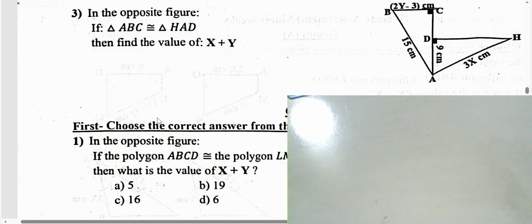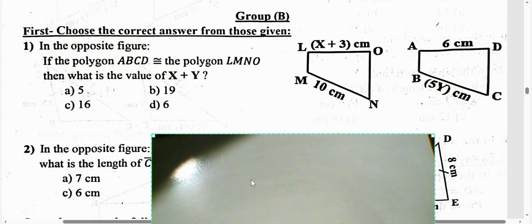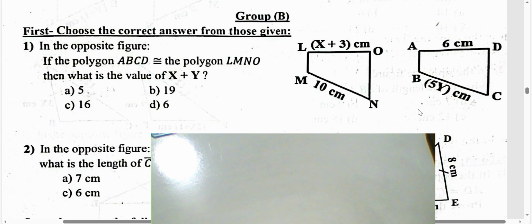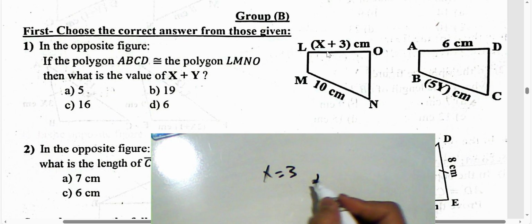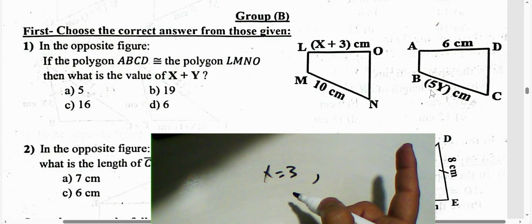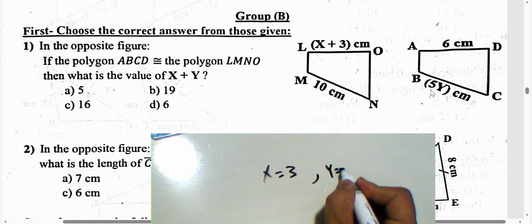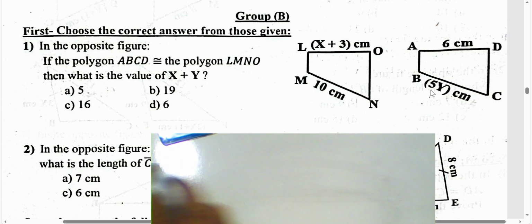Next question, Model Group B. In the opposite figure, we have two congruent polygons. We want to find the value of x plus y. First, AB is congruent to AD. Then x plus 3 equals 6, and the value of x here equals 3, because 3 plus 3 equals 6. And also 5y is equivalent to 10. 5 times what equals 10? 5 times 2. So the value of y here is 2 centimeters. x plus y equals 5 centimeters.